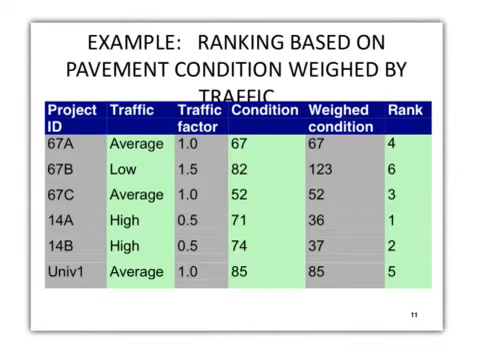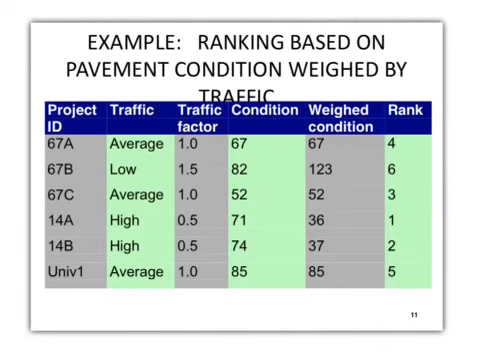So now it's the exact same table, but now we're going to do the ranking based on the pavement condition weighed by traffic, and that's why the project ID is the same. Now we are including these 2 new columns. The first one here is the traffic, so we have average, low, average, high, high, and average. And then based on the traffic classification, we're gonna assign a traffic factor that can go again from 0.5, which is highly trafficked, all the way to 1.5, which has a very minimal amount of traffic.